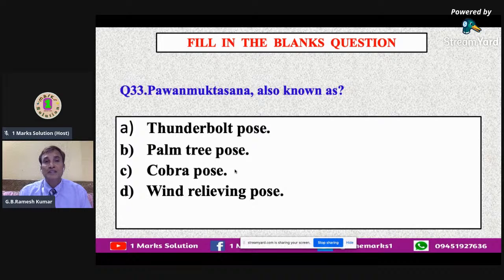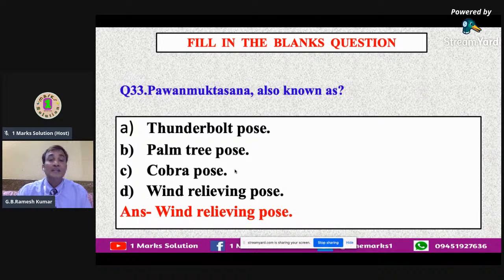Now, one more important thing: Pavanmuktasana is one of the starting postures. Starting posture means a warm-up posture also. In the beginning, we teach Pavanmuktasana to the learners. The answer is wind relieving pose.